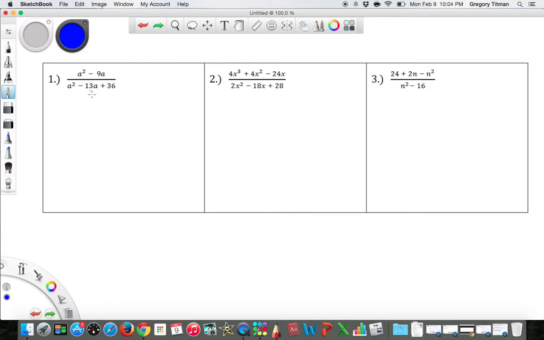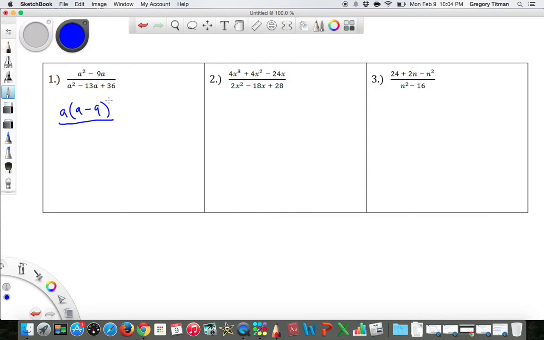To start with number 1, we're going to first factor the numerator and the denominator. In our numerator, there's a GCF of a, so I'll factor out an a. A times a is a squared, a times negative 9 is negative 9a. Now, before I list all these factors of 36, one little shortcut that I'd like to tell you about is if one of the binomial factors of this trinomial is not a minus 9, then this wouldn't be able to be simplified.